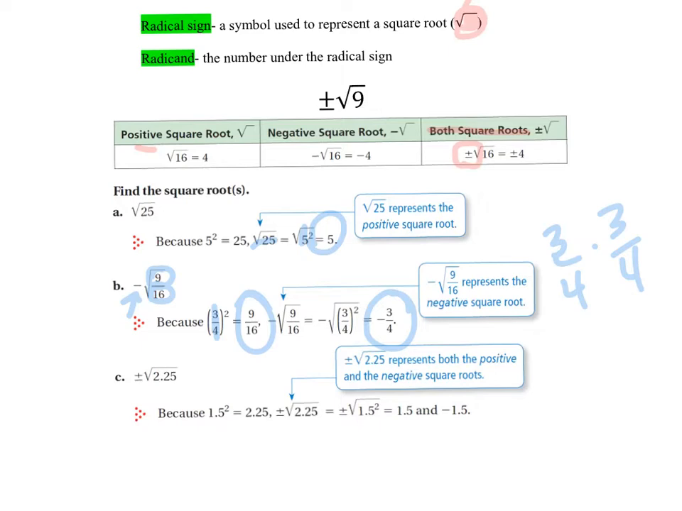And you look at letter C, it has plus minus the square root of 2.25. So your radicand can be a decimal. It can be a fraction as well. So you're going to say, all right, I know that 1.5 squared is going to give me that 2.25. Therefore, the plus minus square root of 2.25 is the plus minus square root of 1.5 squared, which is 1.5 and negative 1.5. When we write it, you can absolutely write that answer as plus minus 1.5.